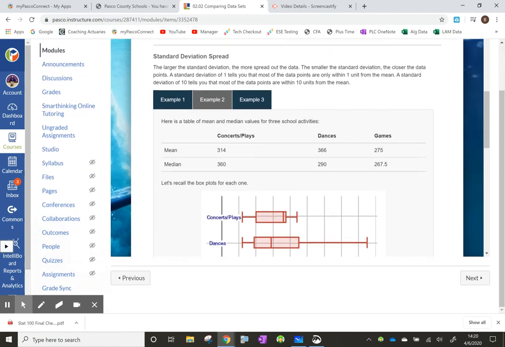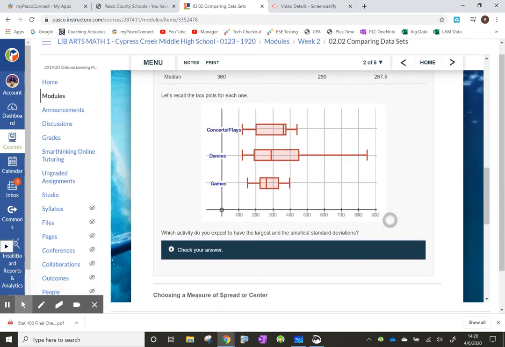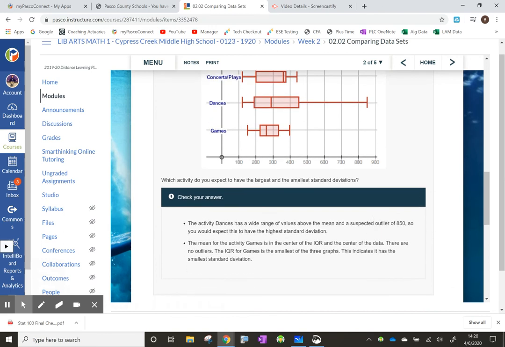So example 2 looks back at our concert, plays, dances, and games. And you could see that dances has a very spread out data set. That would mean that dances would probably have the highest standard deviation. Games, however, has a very tightly compacted data set, which means that its standard deviation would be the smallest because it is less spread out. And that's exactly what we see here.